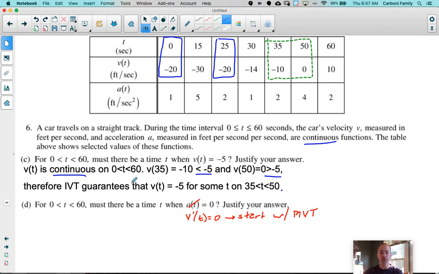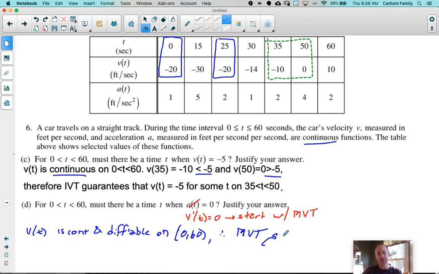So if I'm going to explain or justify this to College Board satisfaction, you start by laying the groundwork for whatever theorem you're going to use. So I'm going to use the mean value theorem. And so I would start by saying velocity is continuous and differentiable on the interval 0 to 60. That's a 6, not a 60. On 0 to 60. Therefore, the mean value theorem guarantees.